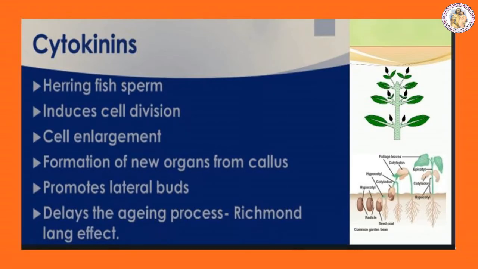First, we learnt about auxin. The second one is cytokinin. Cytokinin means cell division. So, the plant hormone that promotes cell division in a plant cell is cytokinin. It was first discovered from herring fish sperm. Kinetin was a cytokinin isolated from herring sperm, and cytokinin is found in the liquid endosperm of coconut.